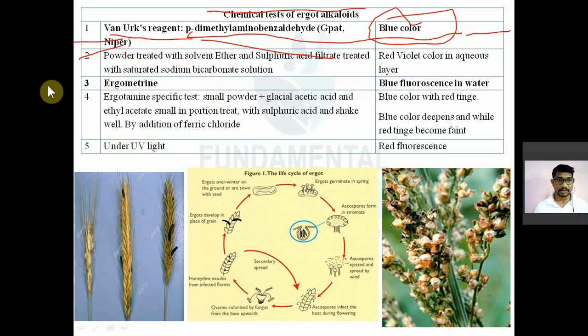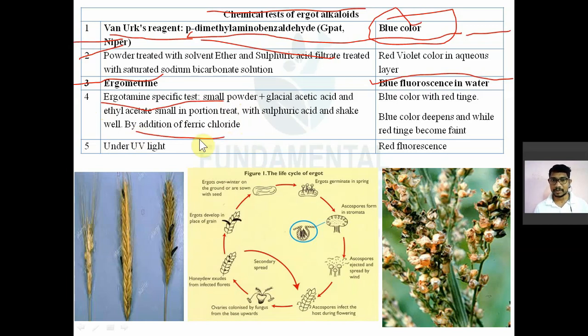Then ergometrine is the alkaloid which will give you blue fluorescence in water. ये आप लोग बाकी, ergotamine specific test is also there. Okay, so if you want to read you can read from books. So a small powder you have to take, add glyceric acid, then ethyl acetate and a small portion of sulfuric acid and shake. And then you have to add ferric chloride.